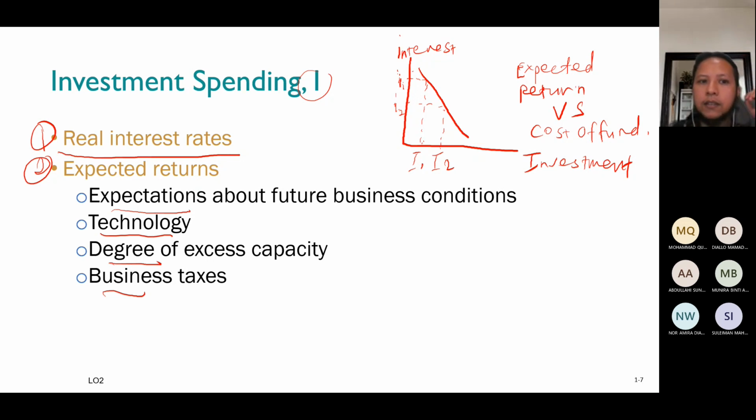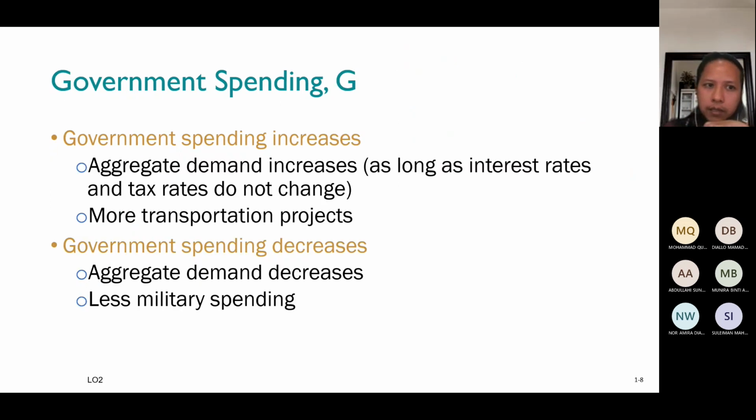So the lower the tax, the higher the disposable income of the business, and then they can decide, okay, whether to invest or not. Okay, so these are the factors that influence investment spending that will eventually also influence aggregate demand. Okay, so this is number two. This is factor number two of aggregate demand, the I. And then factor number three of aggregate demand, okay, here is government spending.